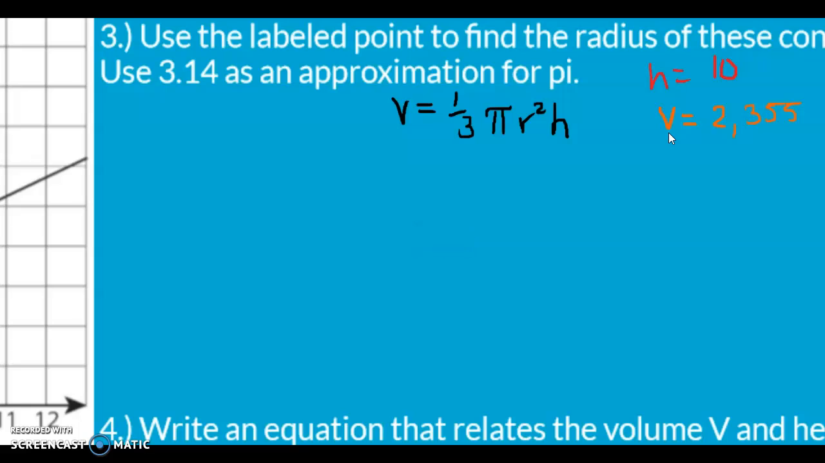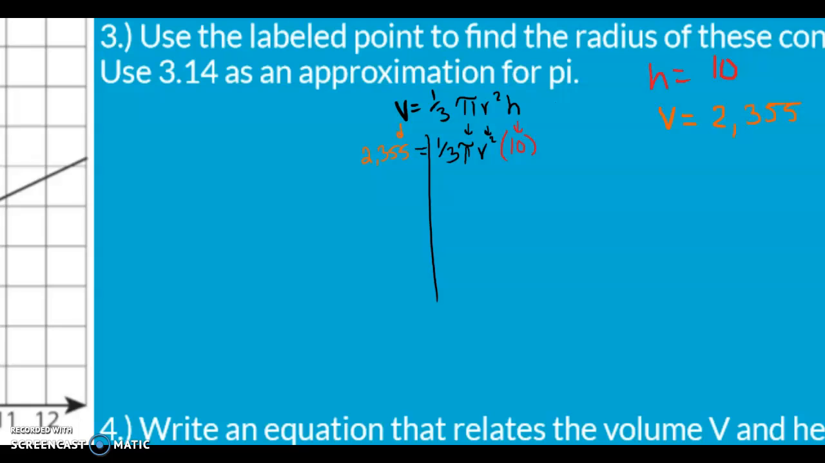So now what we're going to do is we're going to try to find what the radius is. That's what it's asking for. So I'm going to plug in what I do know and leave everything else blank. I know my height is 10. I don't know what my radius is. I know what pi is, but I'm going to leave it alone for right now. And my volume is 2,355.